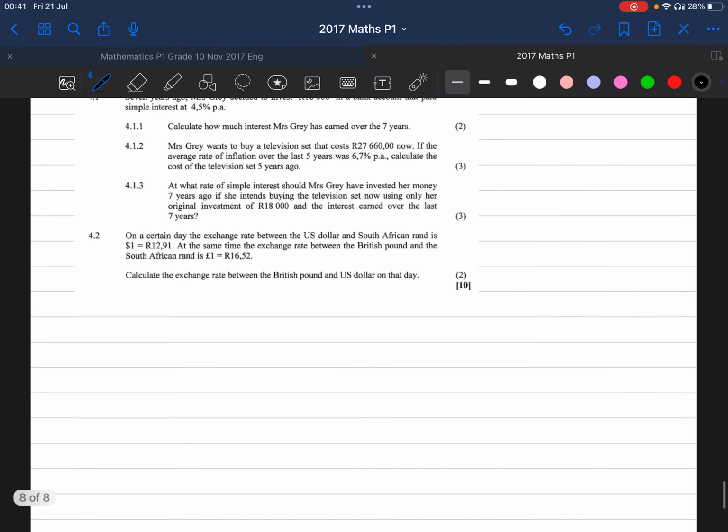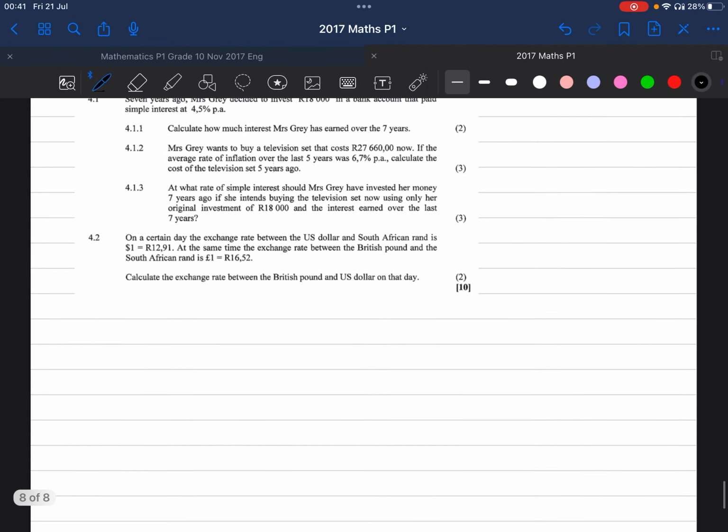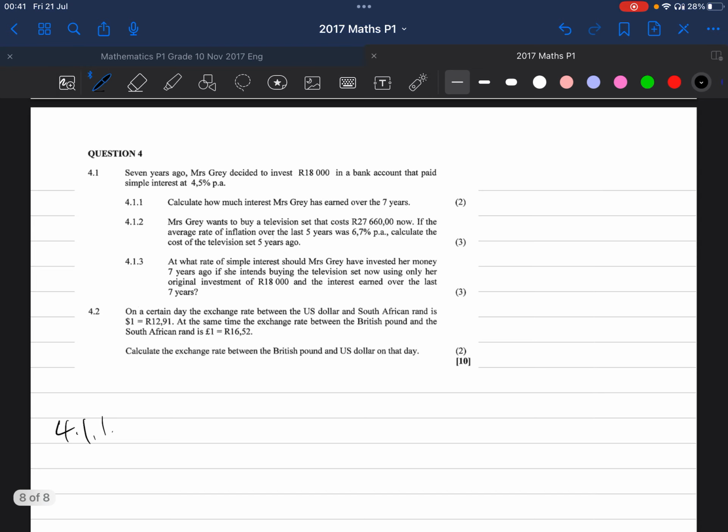Okay, let's look at question 4 now, which is finance. Question 4.1 says, 7 years ago, Mrs. Gray decided to invest 18,000 Rand in a bank account that paid simple interest at 4.5% per annum. Calculate how much interest Mrs. Gray has earned over the 7 years.